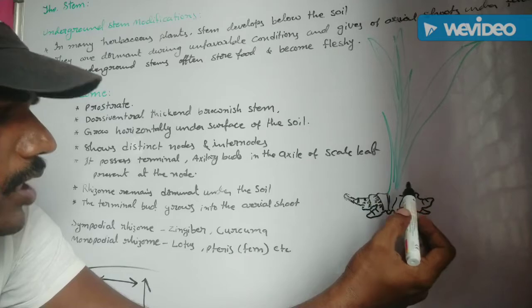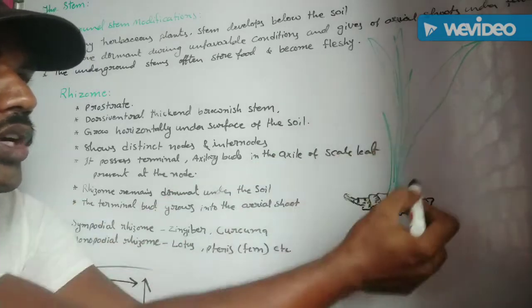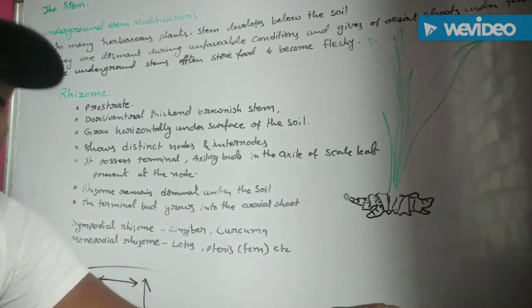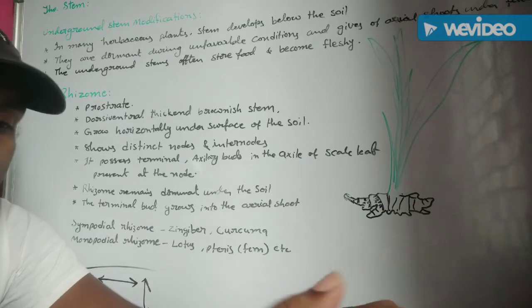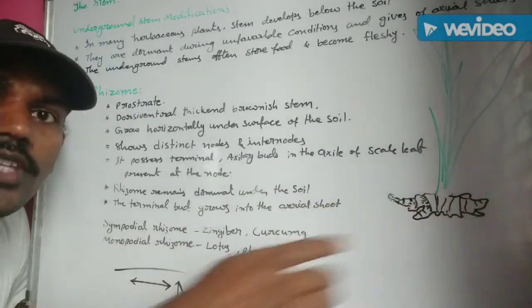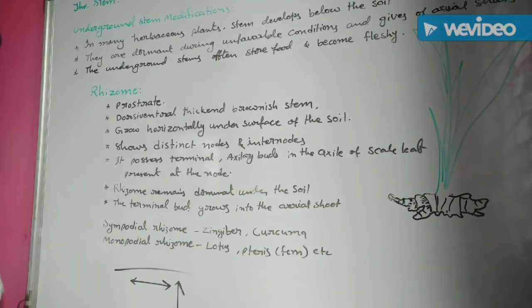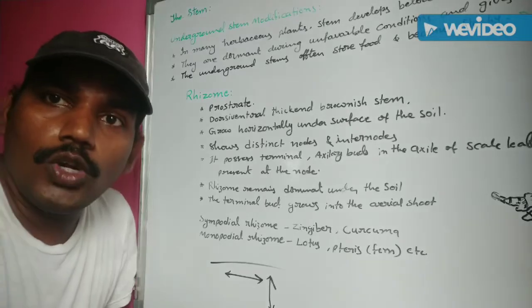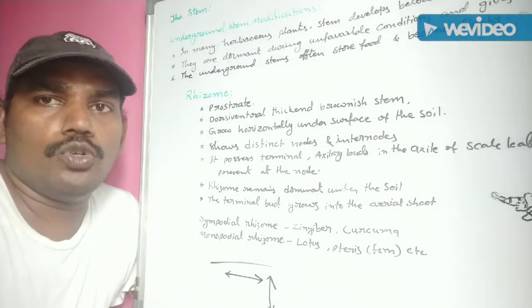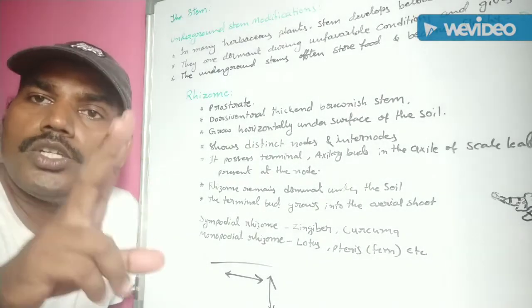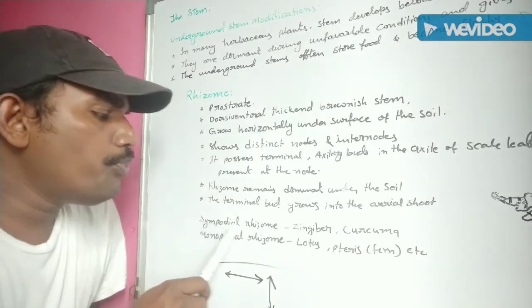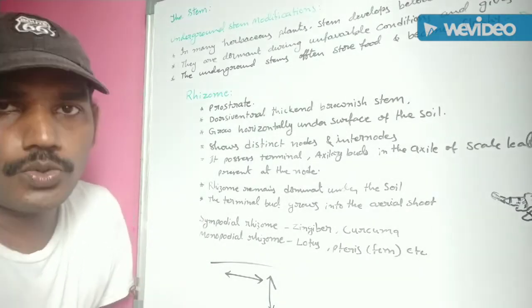The terminal bud grows into the aerial shoot. The aerial shoot is mainly formed by the terminal bud. This is the structure of the rhizome. Okay. Next one. Basically, on the basis of the development or growth, rhizomes are mainly categorized into two. What are they? Sympodial rhizomes and monopodial rhizomes.